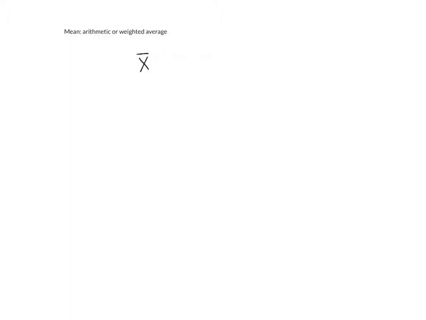When we go to calculate the mean, how we do it is we go ahead and we add up all of our observations. Then we divide by the number of observations we had.